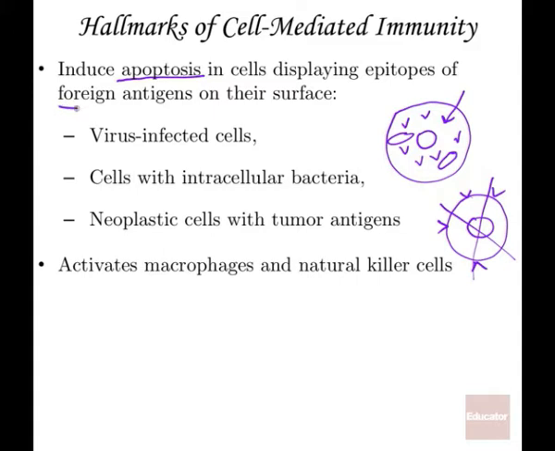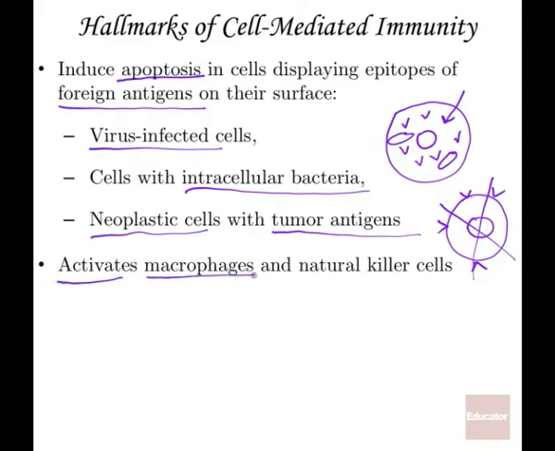So these foreign antigens are expressed on the cell surface. Antigens from viruses, antigens from intracellular bacteria, and neoplastic cells, which are cancer cells that have tumor antigens on their cell surfaces as well. But not only does the T cell recognize these infected cells and eradicate them, but the T cells also activate other cells that migrate to the scene and also work towards eradicating these cells as well.